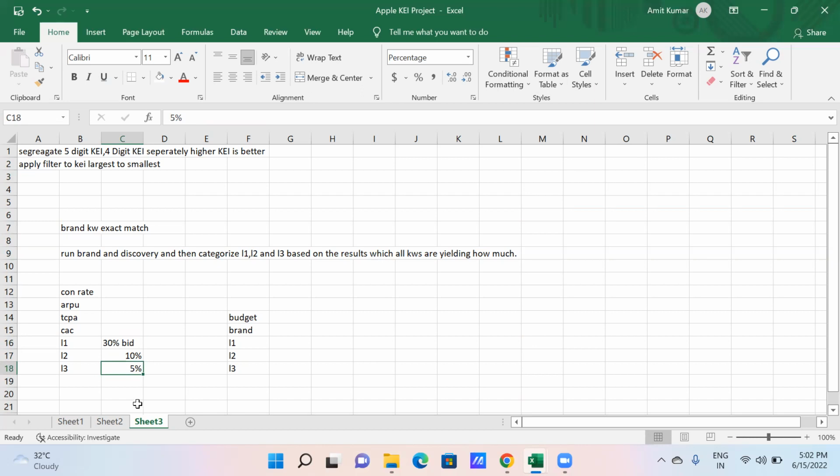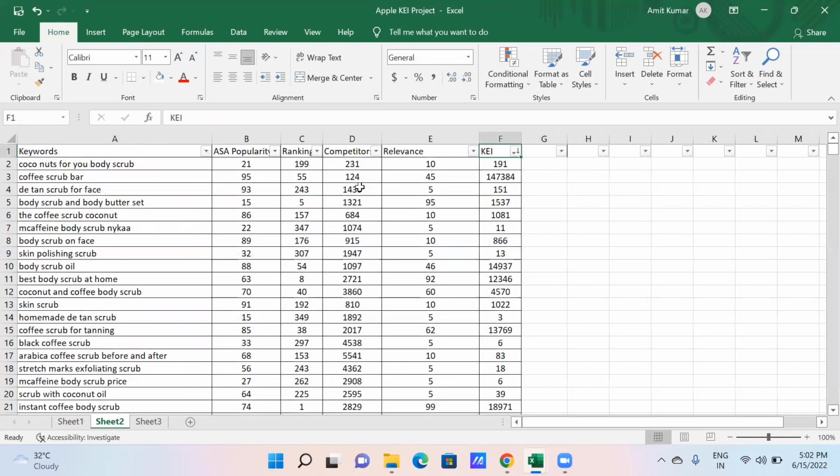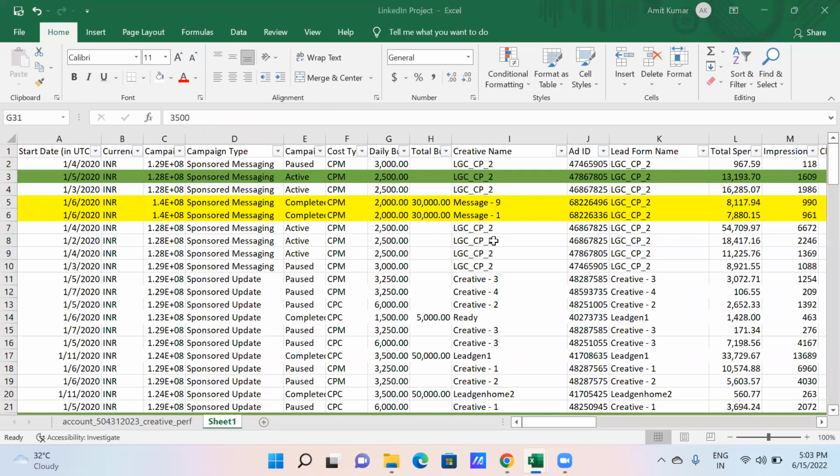So just to summarize, we have to calculate these two relevance KEIs, then arrange KEI from highest to lowest and filter separate sets of KEIs. And then further, we have to run the campaign and do the further proceedings. So this is task number 2. Now we'll come to task number 3, to analyze the LinkedIn data.